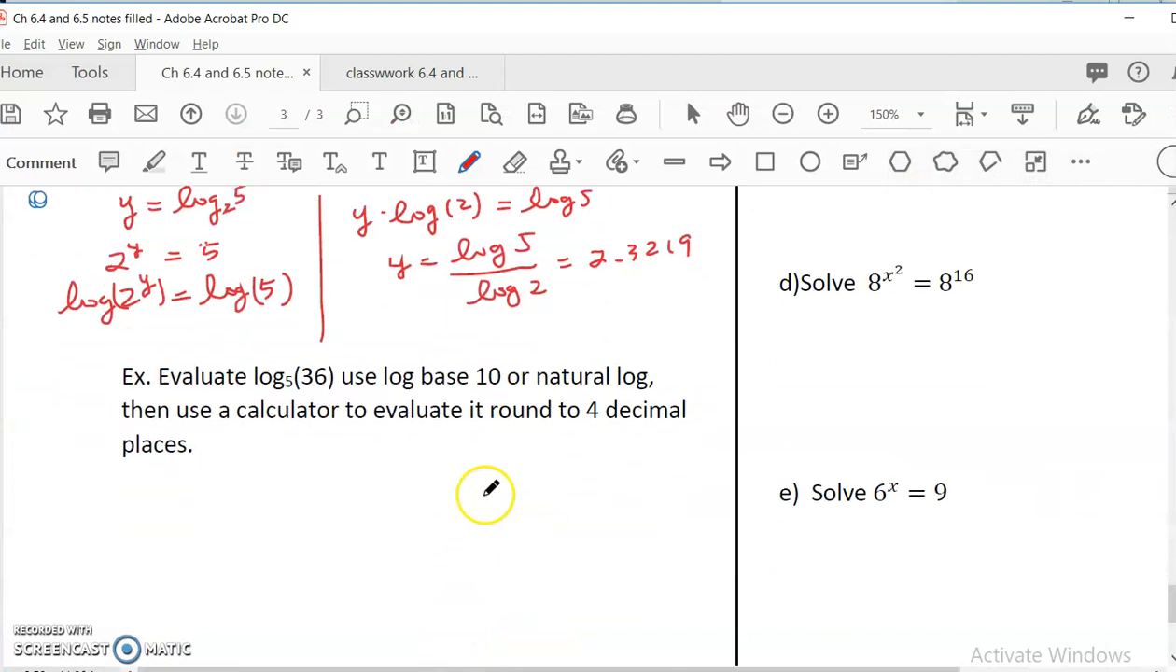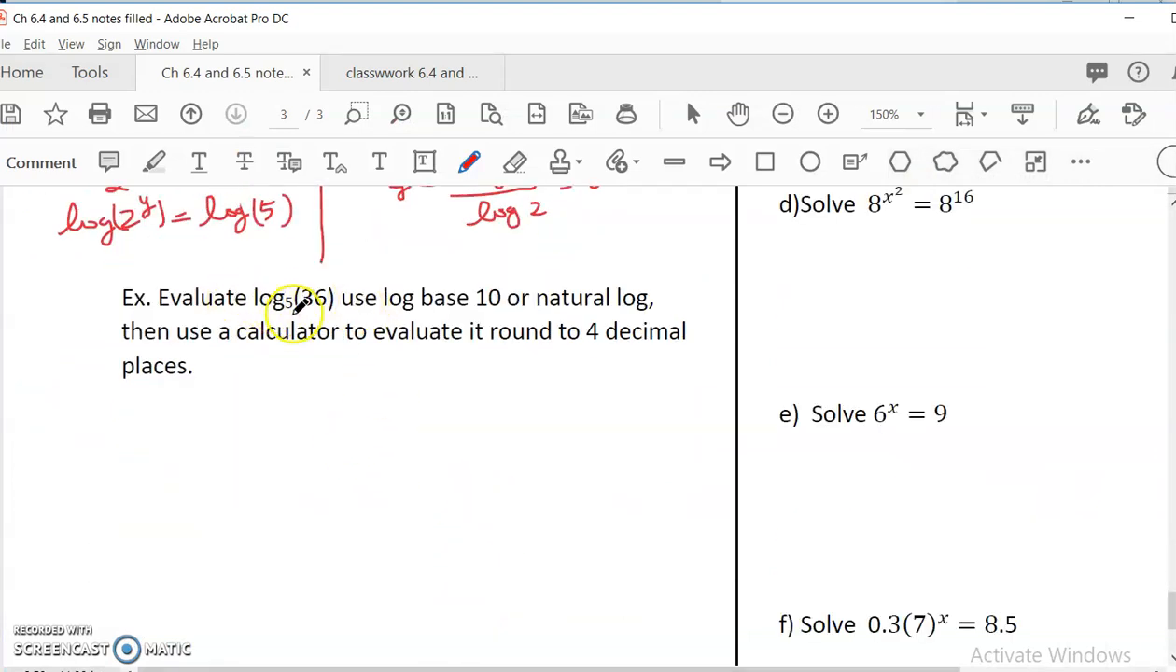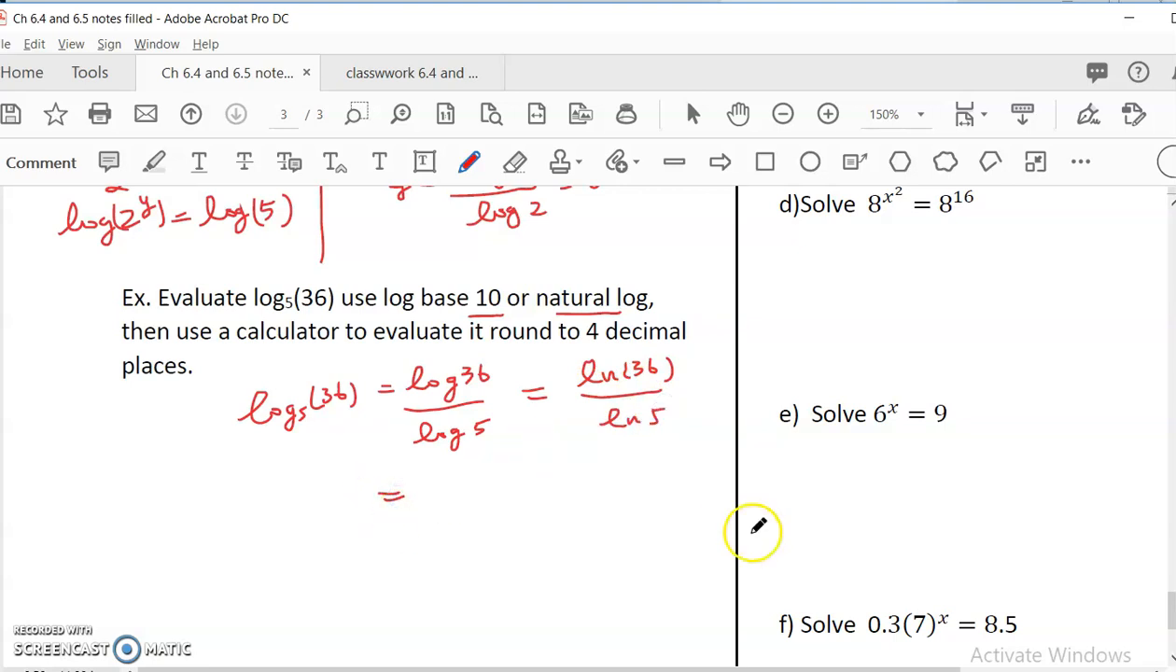So what else? Oh, yeah, try this. Log base 5 of 36. We will change the base to log 10 and change the base to natural log. So we'll write it out. Log base 5 of 36 is equal to log 10 of 36 over log 10 of 5. Also equal to ln 36 over ln 5. So we can find out what it is.